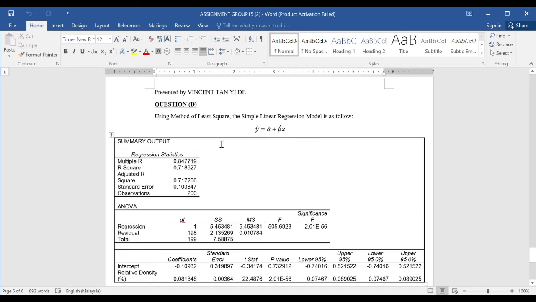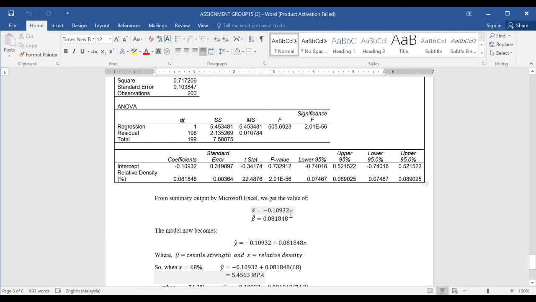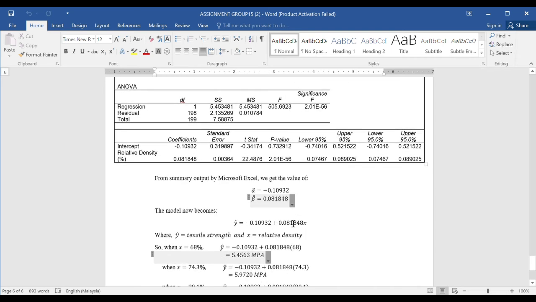Here is the summary of the output by Microsoft Excel with the data analysis of linear regression. From this output, we can find the coefficient of alpha hat and the beta hat from here. So, the alpha hat will equal to negative 0.10932 and the beta hat is equal to 0.08184. A new equation will be obtained here.